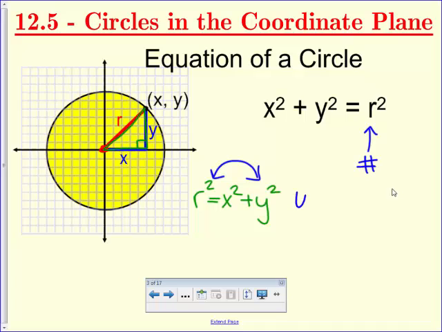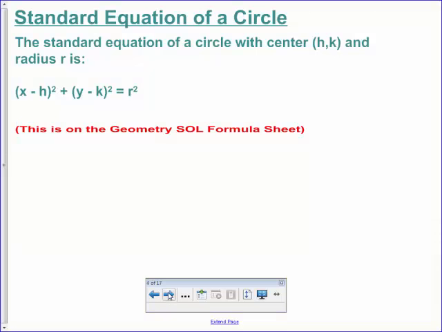Because remember, when you're doing a straight line, y equals mx plus b, we really didn't insert any numbers for x and y. They just stayed there. So likewise, x and y is going to stay, and we just got to figure out what the radius of the circle is going to be. So let's go ahead and look at another type of equation, that is, if it's not at the center or origin.